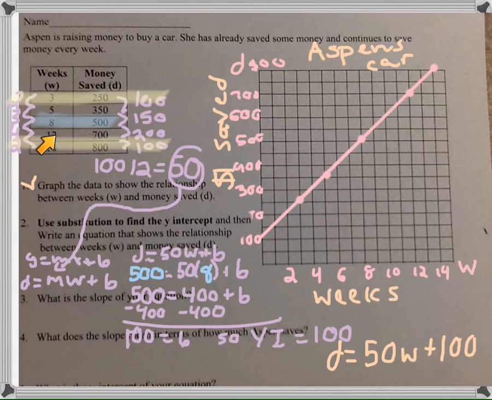I inserted these points, 8, 500, to get 500 equals 50 times 8 plus b. 50 times 8 is 400, so we have 500 equals 400 plus b. I subtracted 400 from both sides to get 100 equals b. So the y-intercept is 100, and the equation is D equals 50W plus 100.